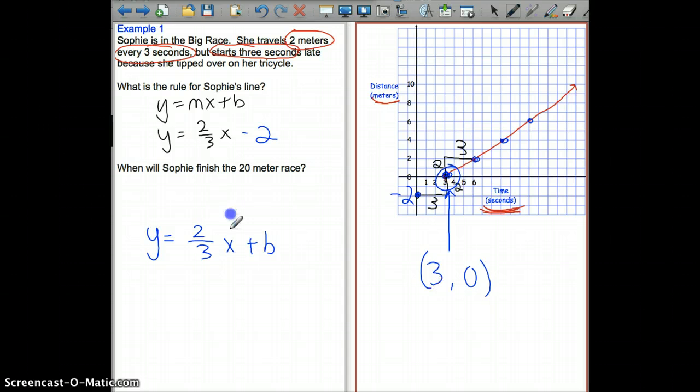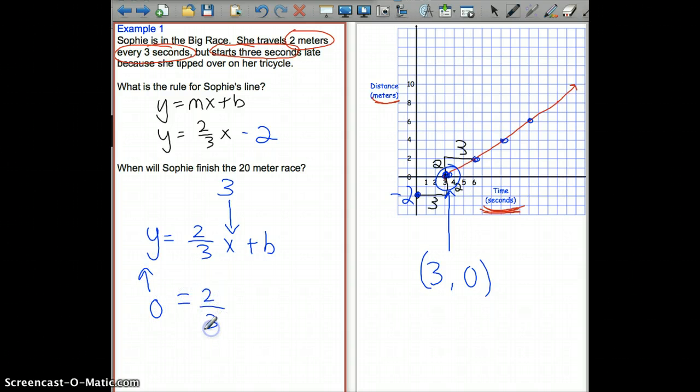If I plug in 3 for my x, I need to get a value of 0 for y. So I'm going to plug in that point now, plug in 3, 0 in for x and y, and figure out what b has to be to make this rule work. So 0 equals, well, 2/3 times 3 using my fraction skills, this is going to be 2 plus b, and that means b is going to be negative 2, just like we saw on the graph.